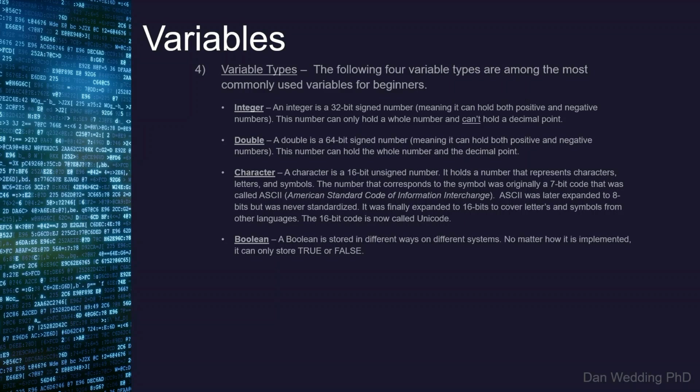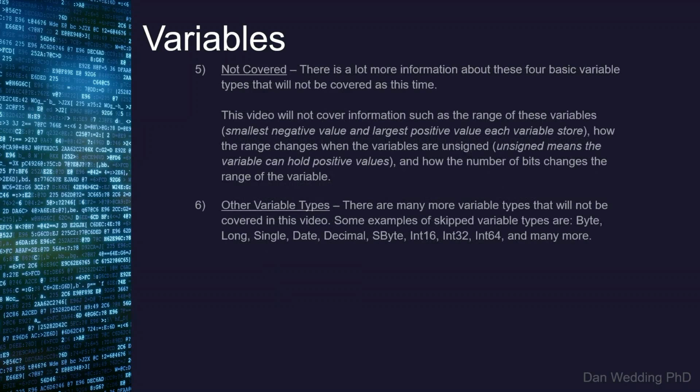A Boolean is stored in different ways on different systems. No matter how it is implemented, it can only store true or false. There's a lot more information about these 4 basic variable types that will not be covered at this time.